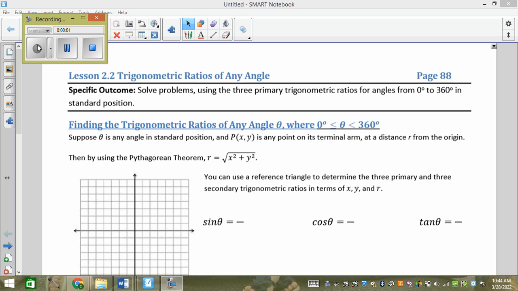On the notes that I just handed out, it says specific outcomes: solve problems using the three primary trig ratios for angles. Now, our primary trig ratios up till now have been SOHCAHTOA, opposite over hypotenuse, adjacent over hypotenuse, etc. But now, in grade 11 and in grade 12, we're always going to have our trig ratios on a Cartesian plane. So they're always going to be x's and y's, and then our radius. Because we could have a circle. We're going to draw a unit circle so that hypotenuse actually becomes the radius of a circle.